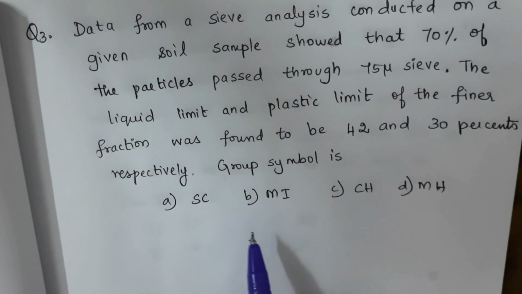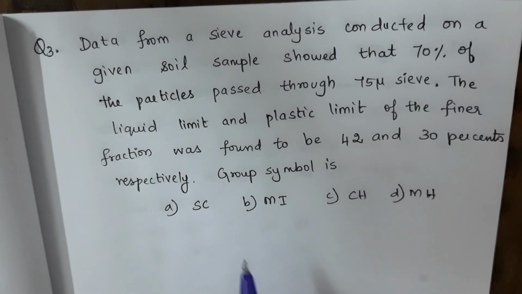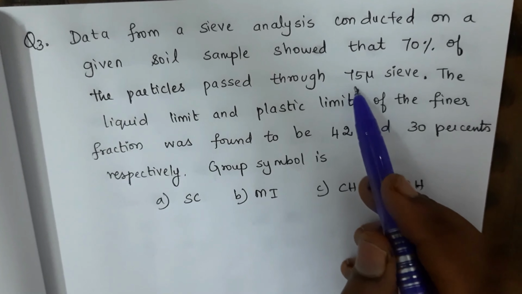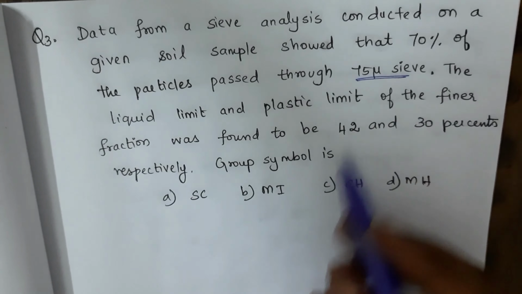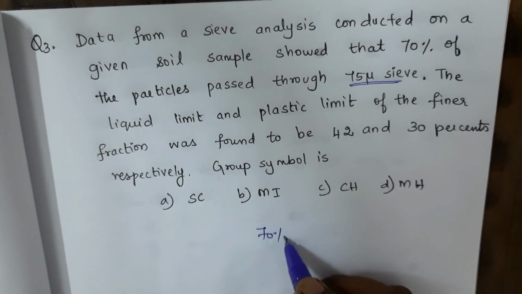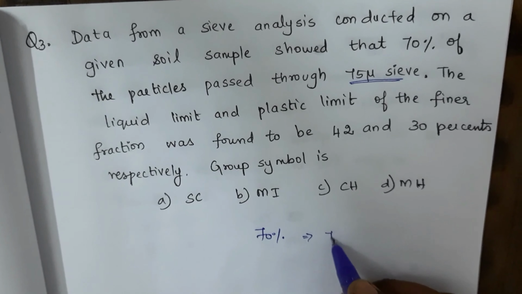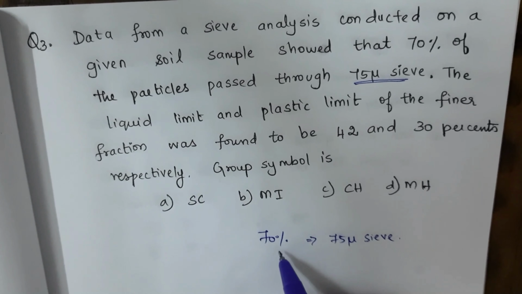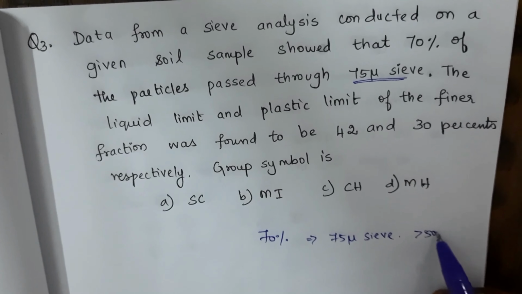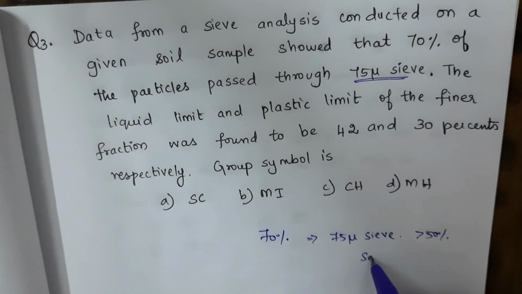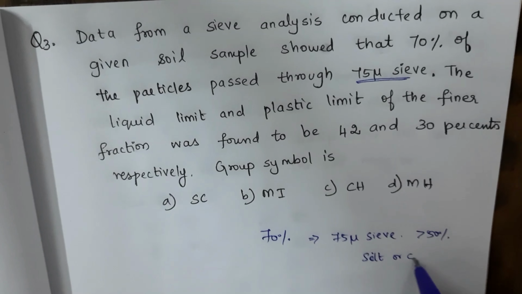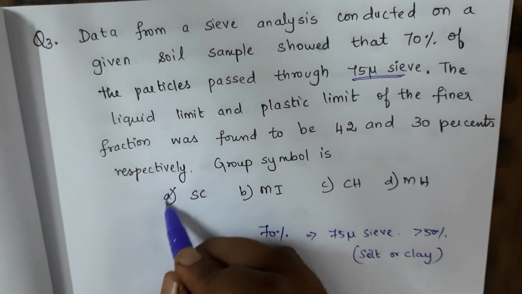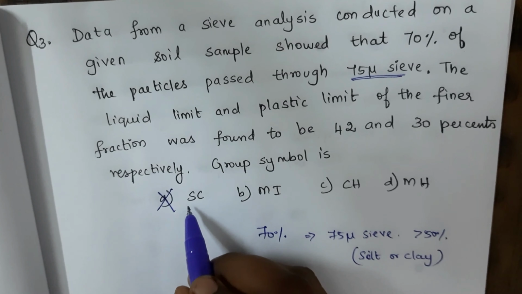So we can apply the elimination technique here. First, we have to see how much is passing through 75 micron sieve. Having given that 70% has passed through 75 micron sieve, we can say that it is greater than 50%, so it is silt or clay. So having determined this, we can neglect the option A, which is clayey sand.